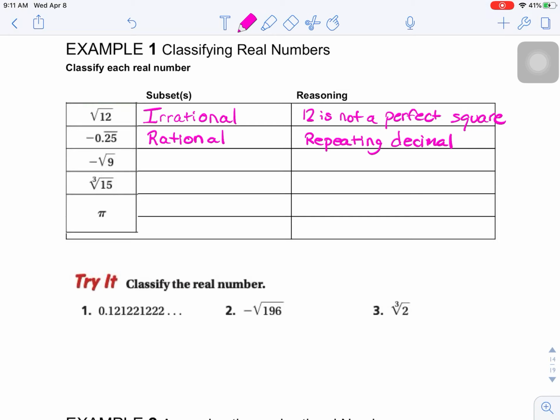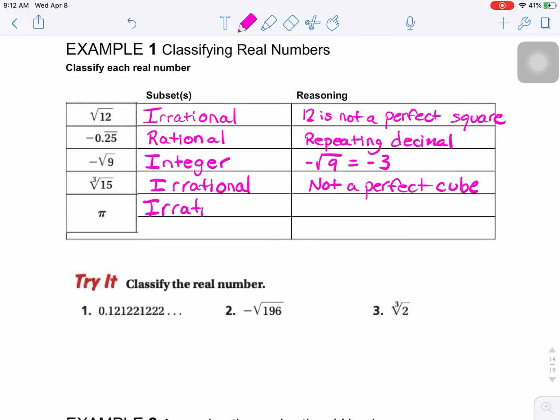Negative square root of 9. I know that the negative square root of 9 equals negative 3, and negative 3 is an integer. And I'm just going to write that: negative square root of 9 equals negative 3. Cube root of 15. I do not know what the cube root of 15 is, so that is irrational. And then pi, pi is also irrational.